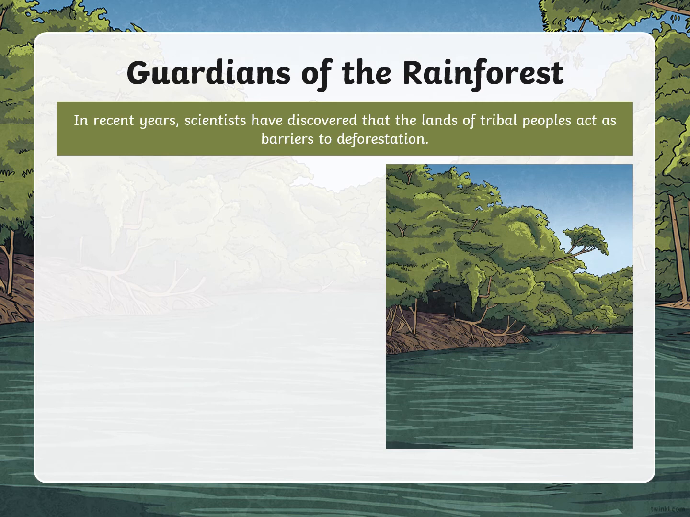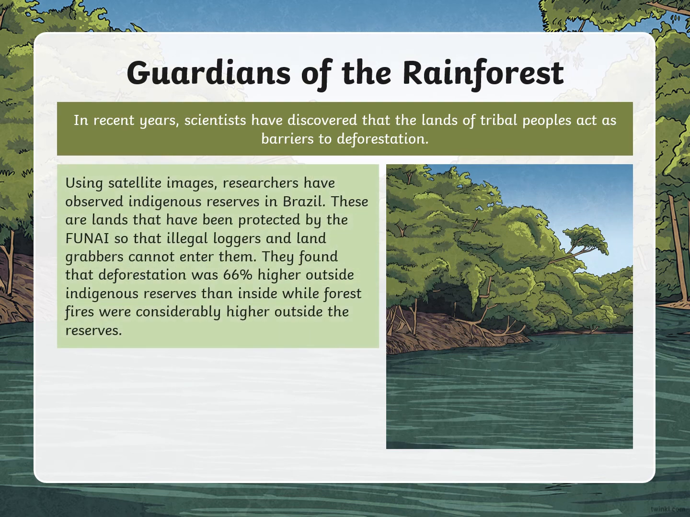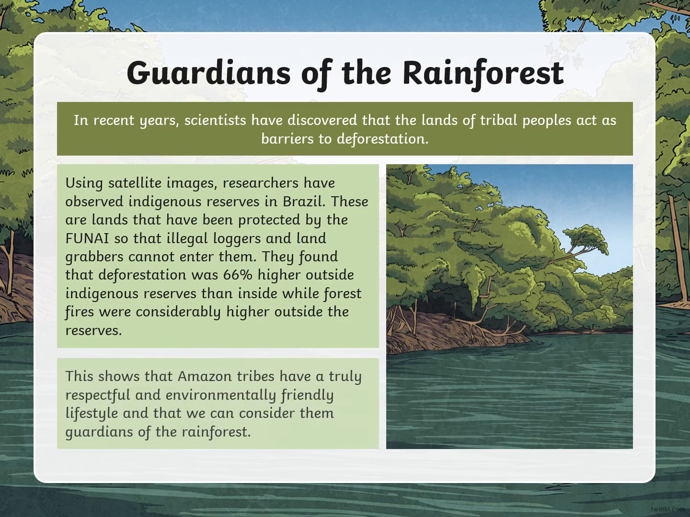Then we've got Guardians of the Rainforest. That's a lovely name. In recent years, scientists have discovered that the land of tribal peoples acts as barriers to deforestation. So using satellite images, researchers have observed indigenous reserves in Brazil. These are lands that have been protected by the FUNAI so that illegal loggers and land grabbers cannot enter them. They found that deforestation was 66% higher outside indigenous reserves than inside, while forest fires were considerably higher outside the reserves. This shows that Amazon tribes have a truly respectful and environmentally friendly lifestyle, and that we can consider them guardians of the rainforest.